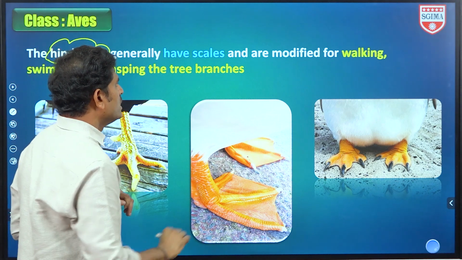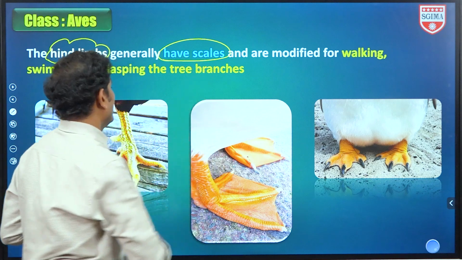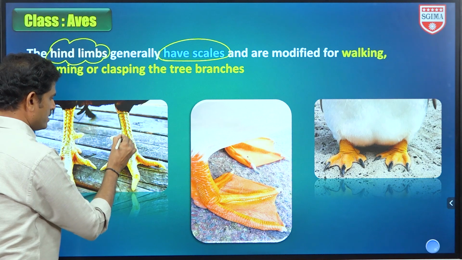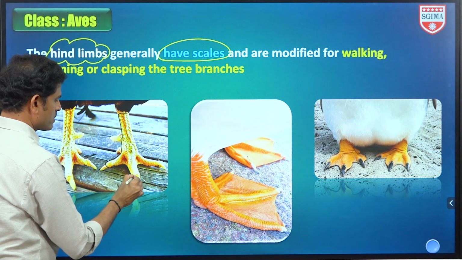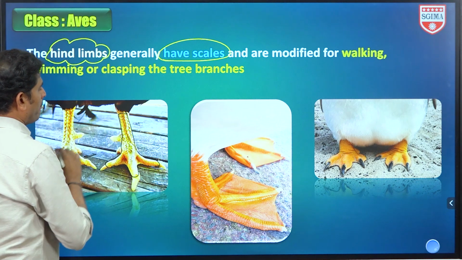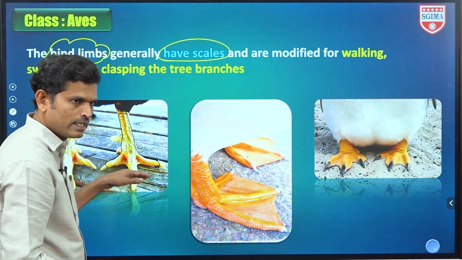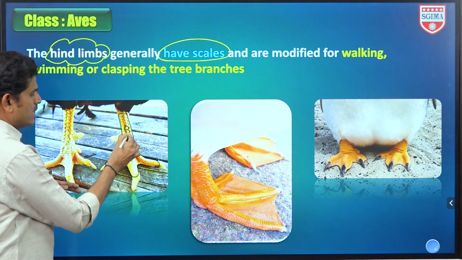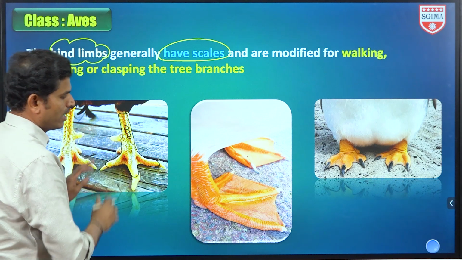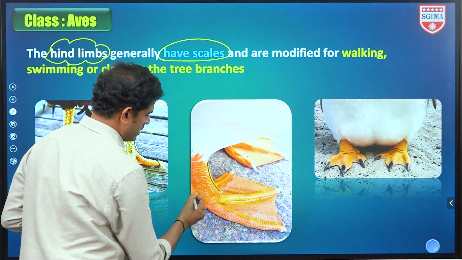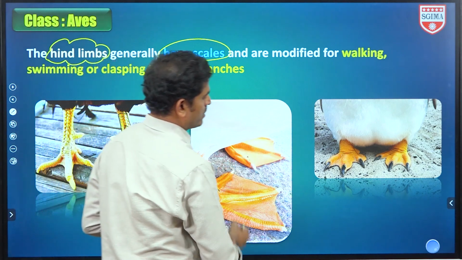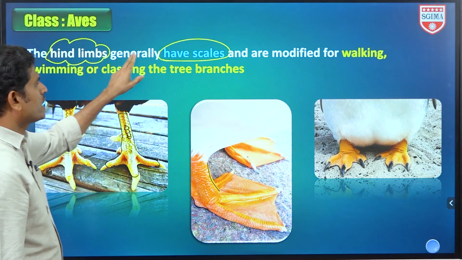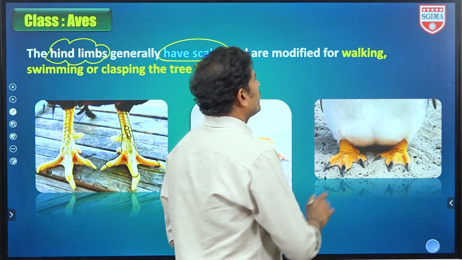Hind limbs are generally covered by scales. Let us observe here: these are scales. The digits are also covered by scales. Where feathers do not cover the legs, scales will be there. Clearly we can observe this. Scales are present and they protect the internal organs. Here also, minute scales will be present. So hind limbs generally have scales and are modified for walking.